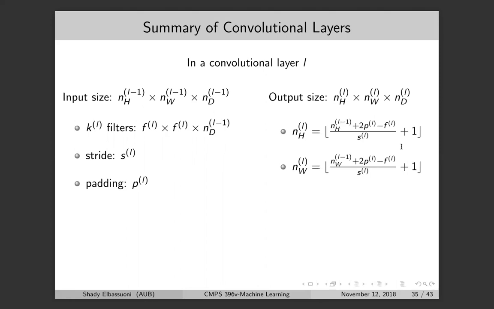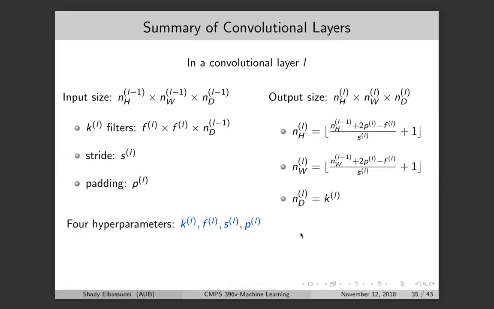Any thoughts? I'm using K_L filters. It would be equal to K_L, right? Because you apply every filter and each results in one activation map. So I get a depth at the end equal to the number of filters that I apply.